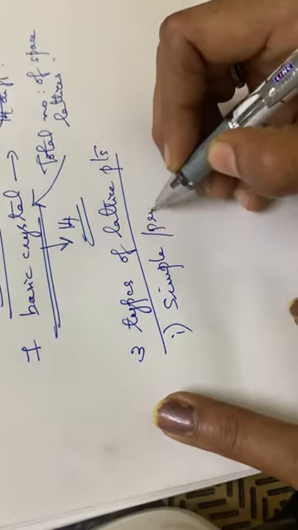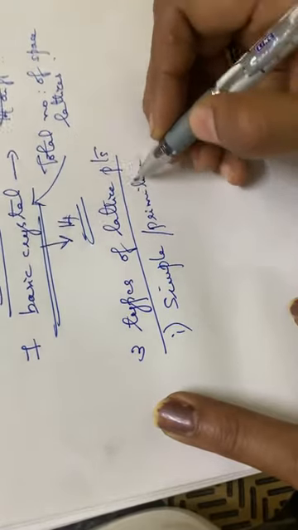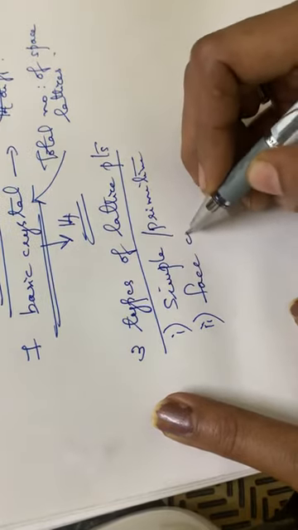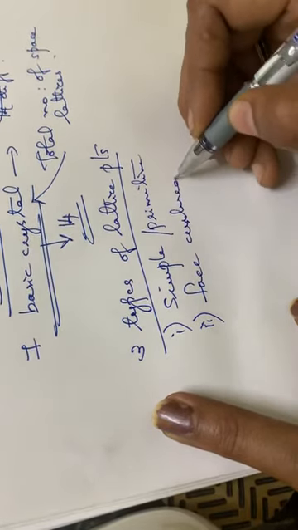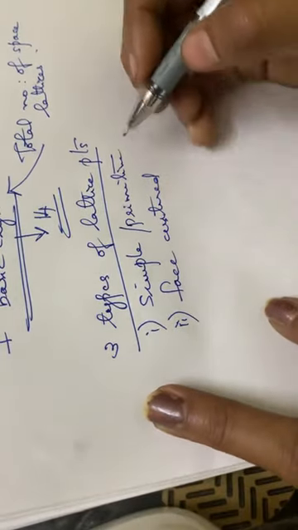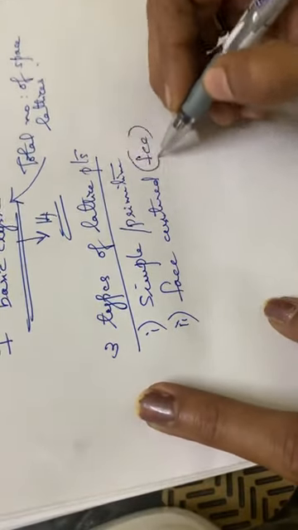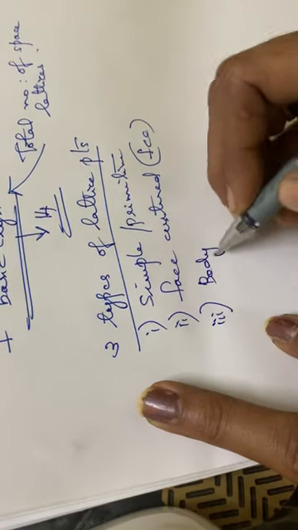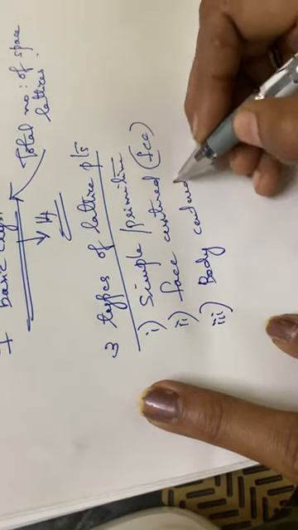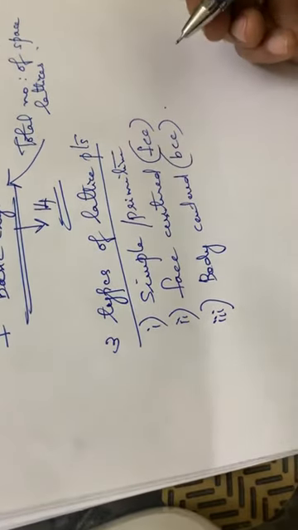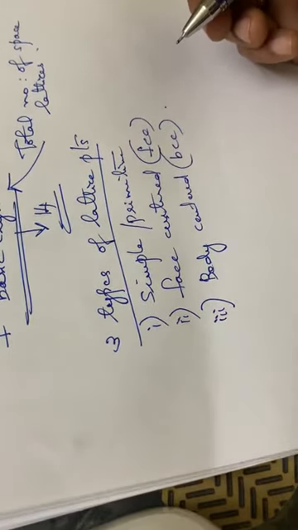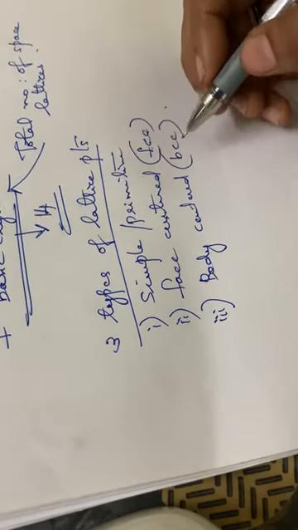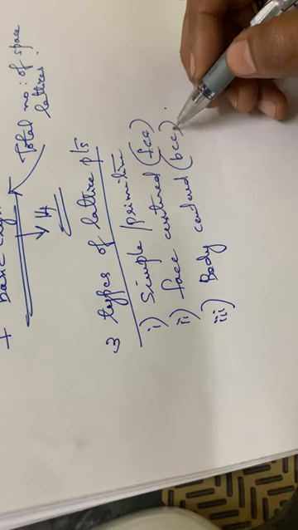Simple or primitive lattice. Then the second one is the face-centered crystal lattice, or we can say FCC. The third one is the body-centered lattice, that is BCC. Okay, simple or primitive, face-centered, then body-centered cubic lattice. FCC means face-centered cubic lattice. BCC means body-centered cubic lattice.